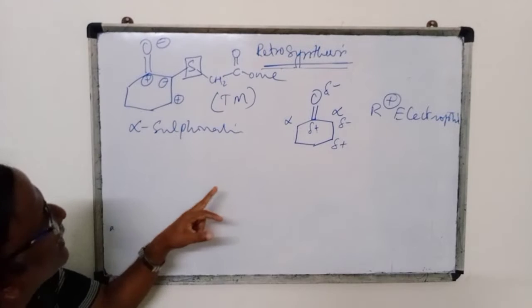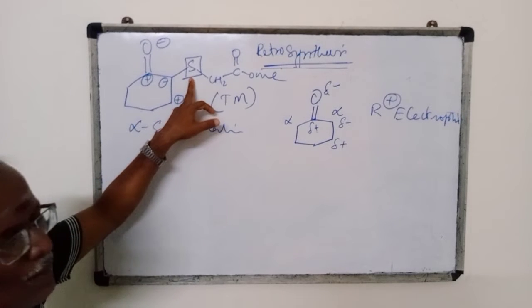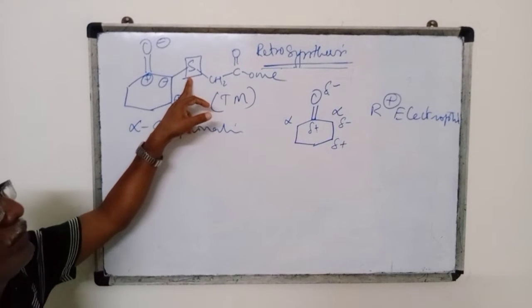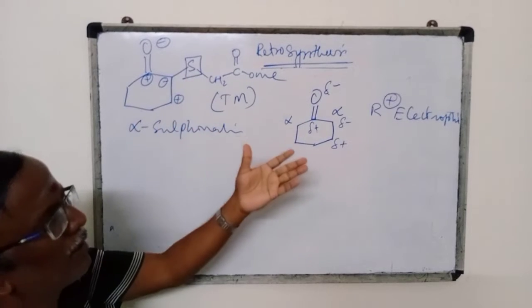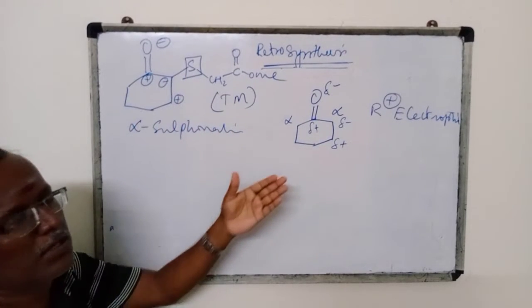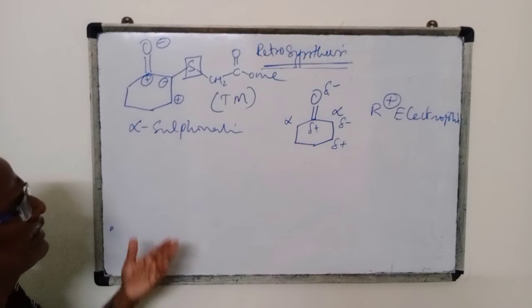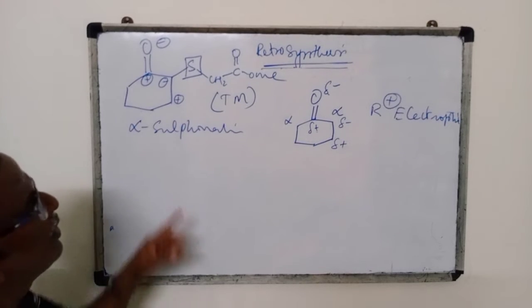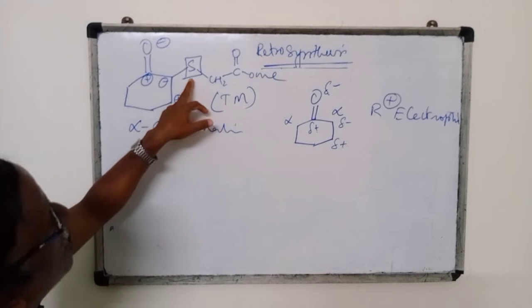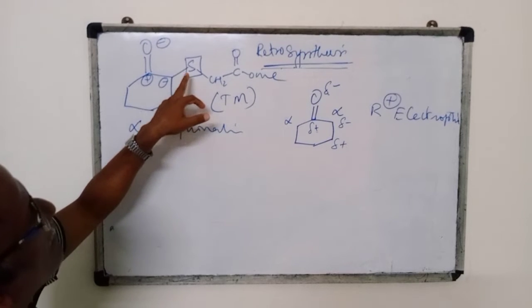Now the problem is that I'm having a heteroatom at this particular position. If I'm going to have a carbon-based one, no problem. I can have a simple system like R plus, I mean CH3 plus, and add it at the alpha position. So it's a very simple alpha alkylation. Now instead of carbon, I'm having a sulfur atom.